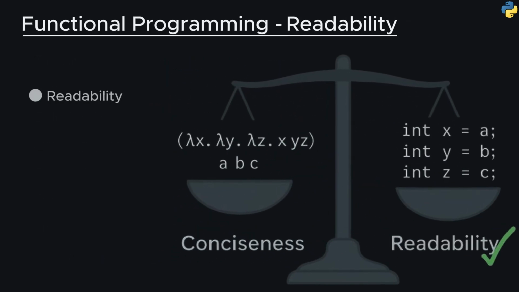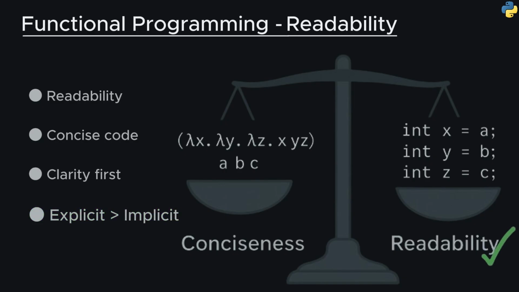Finally, a word on readability. While Lambda, map, filter, and reduce can make code extremely concise, remember that excessive nesting or overly complex lambdas can hinder readability. Always balance conciseness with clarity for future maintenance. Pythonic code values explicit over implicit.